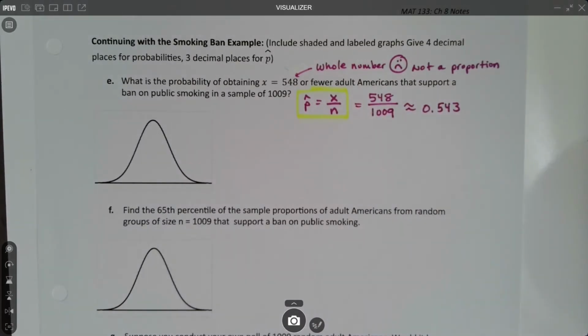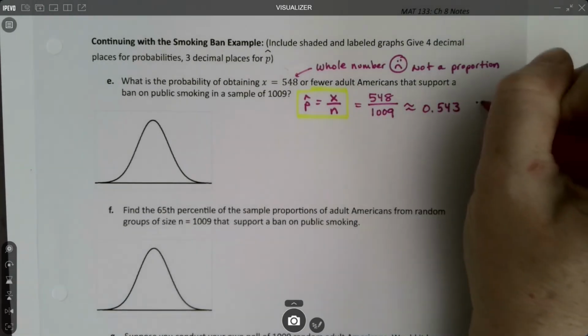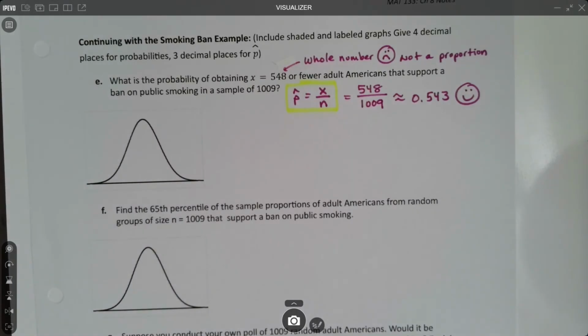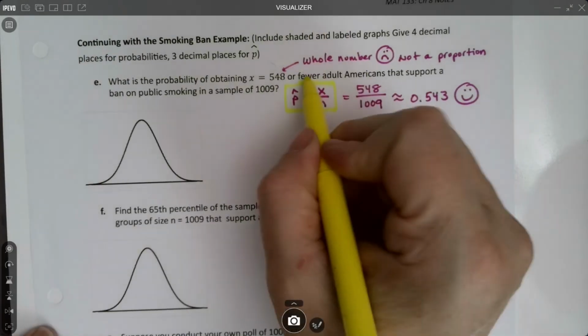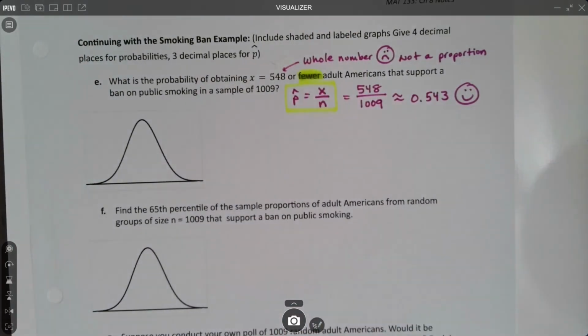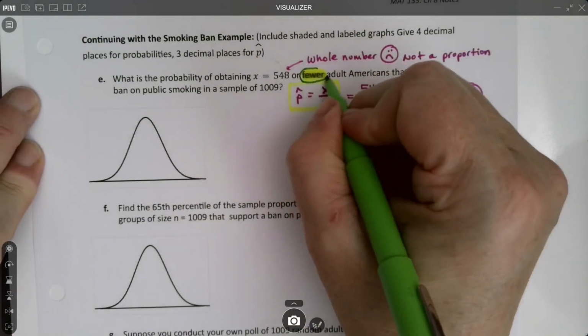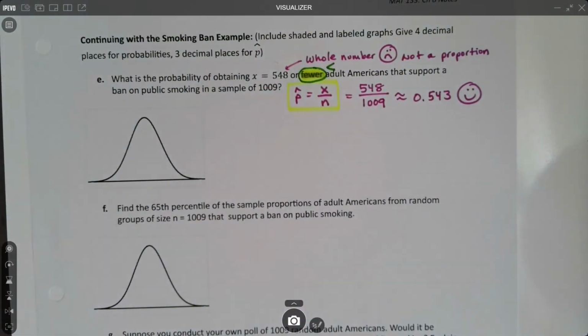So that I can work with. That's a decimal. That's a proportion. Yay, smiley face. That we can work with. And that's exactly what we're going to do. We're going to find the probability of obtaining fewer. Notice, by the way, it said fewer. So we're going to highlight that. Fewer than. So that means we're going to go less than. Fewer means less than.